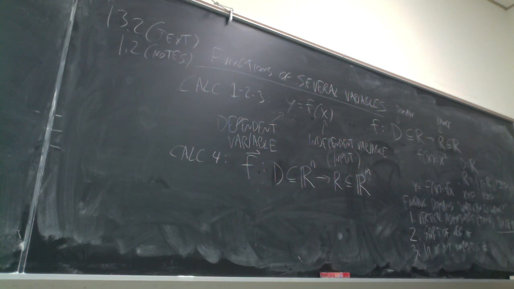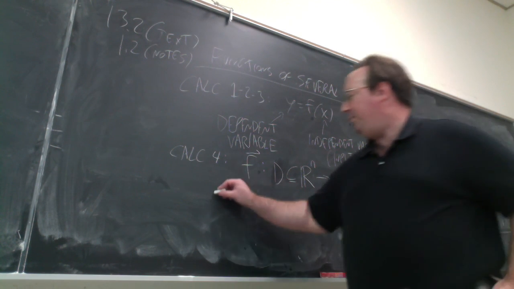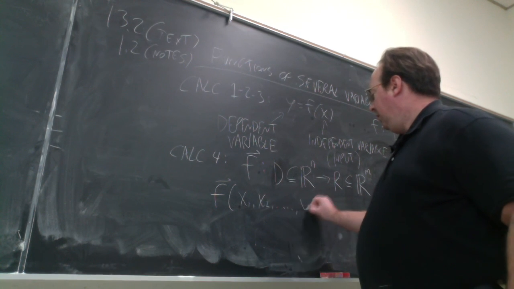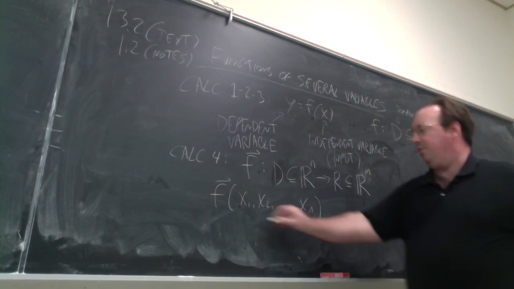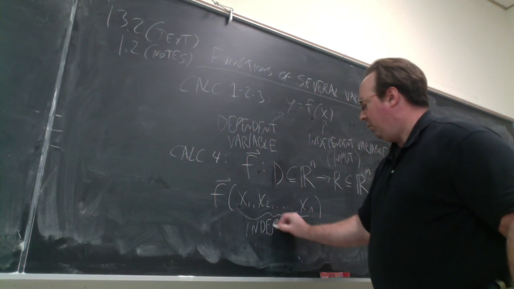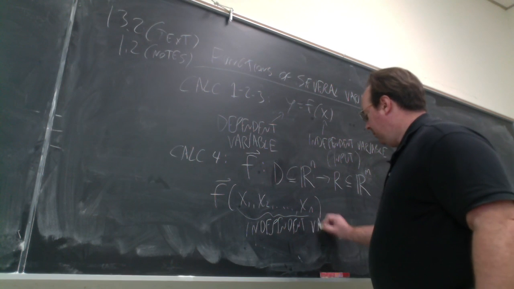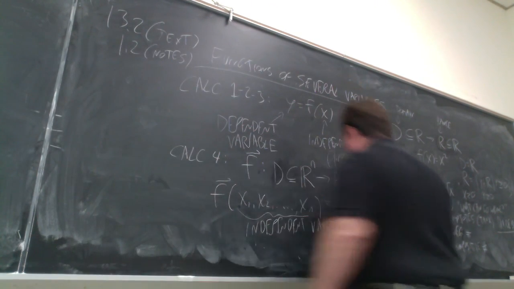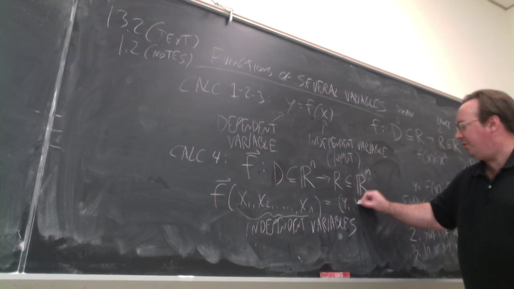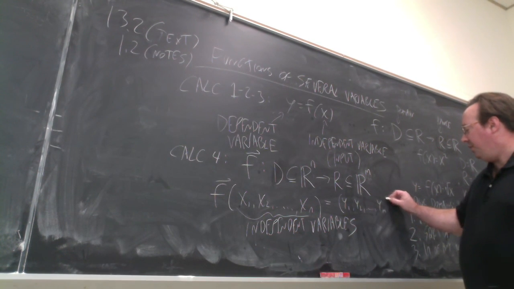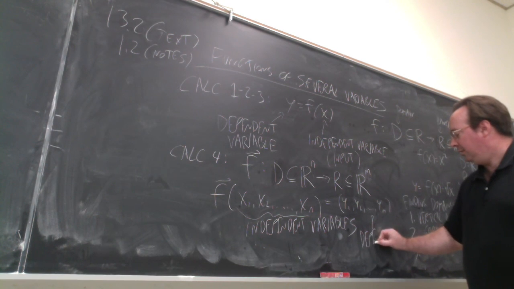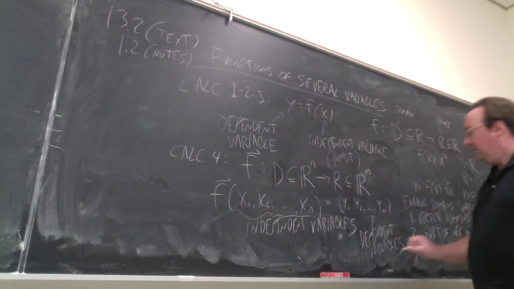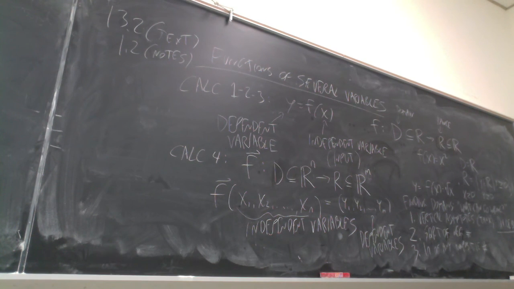Okay. So what's happening is, into your function, you're substituting n values. So these are your independent variables. Now you have more than one. And the output is going to be a point in m-dimensional space. M and n are allowed to be different. Okay. So you can imagine this complicates things quite a bit.